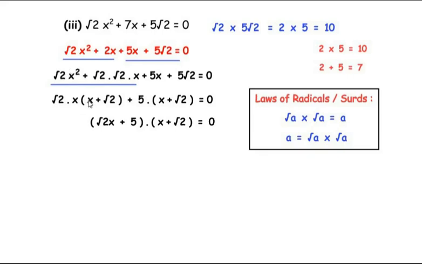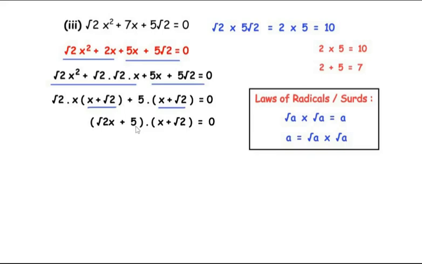So that is over here, plus now from the second term another square root 2 remains. So inside the bracket we have x plus square root of 2, plus from the second group we can see that 5 is a common factor. So we have pulled it out and inside the bracket remains x plus square root of 2 equal to 0. Now these are two terms and from these two terms we can see that x plus square root of 2 is a common factor. So we have taken it out and the other factor remaining becomes square root of 2x plus 5.